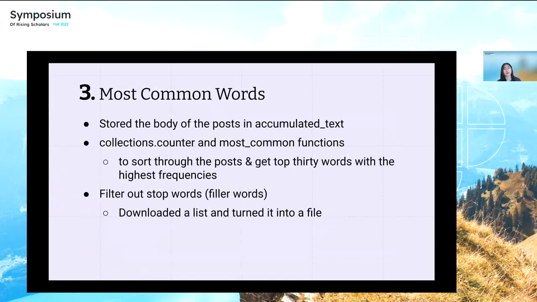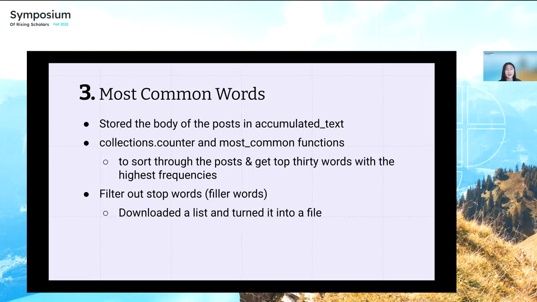So next, what I wanted to do was find the most common words with the highest frequencies that show up in the mental health related subreddits. I did this by going through all of the posts in the mental health related subreddits and storing them in a variable called accumulated text. Then I used the collections Counter and most_common Python functions to sort through the posts and get the top 30 most common words, or the 30 words with the highest frequency.